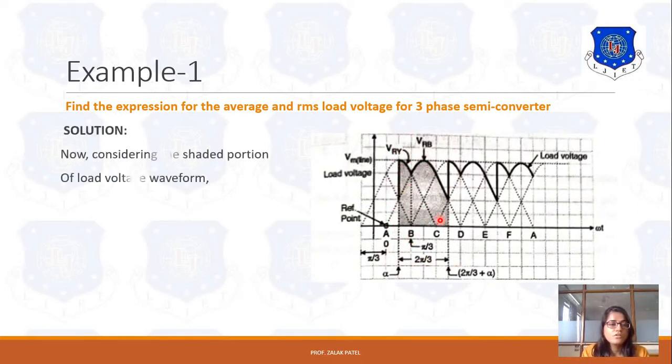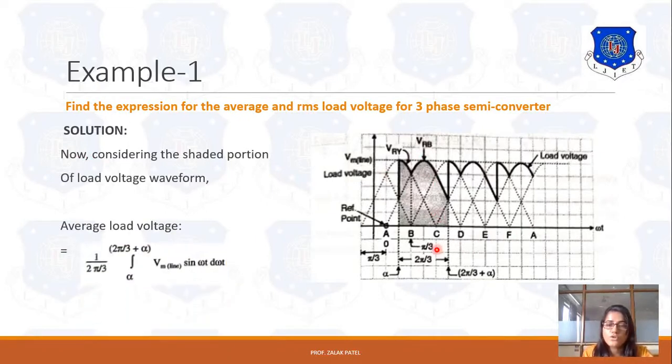So for this, as I said, considering the shaded portion of the load voltage waveform, we can write that the average load voltage is given by 1 upon 2 pi by 3. Why 1 upon 2 pi by 3? Because here the waveform of the shaded portion is limited up to 2 pi by 3. That's why it is 1 upon 2 pi by 3, integration from firing angle alpha to 2 pi by 3 plus alpha, Vm sin omega t d omega t.